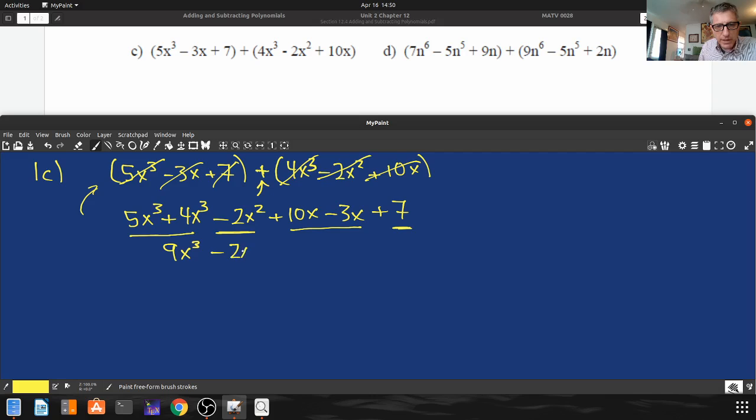Then minus 2x squared, there's nothing to simplify there. 10x minus 3x is plus 7x. Then I have plus 7. Let me check the 10x term. Plus 10x minus 3x. Okay, that looks good to me. Okay, let's do another one.